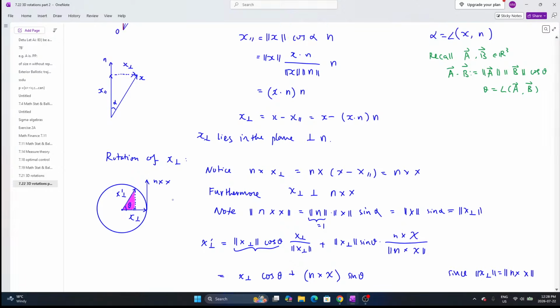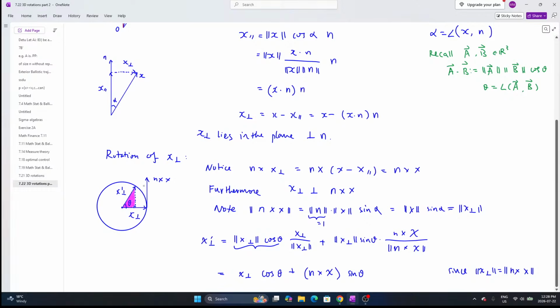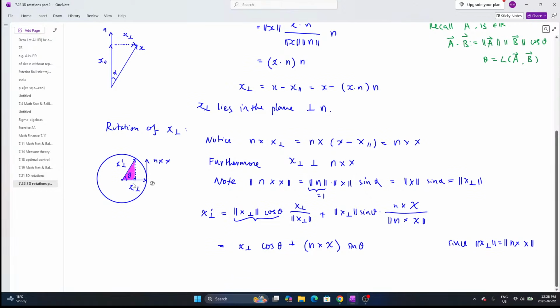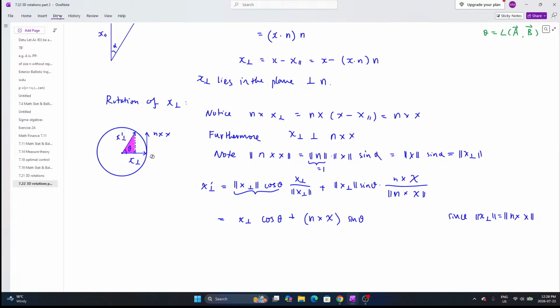Okay, so perhaps I should emphasize that in the diagram to make the two vectors equal length. Okay, so perhaps this is better. It has the same length, right? n cross x and x perpendicular have the same length. So this is what we got so far. Now it's just a matter of substitution. You add the parallel component and then you substitute, and that will be it. So now you add the parallel component, add x parallel.